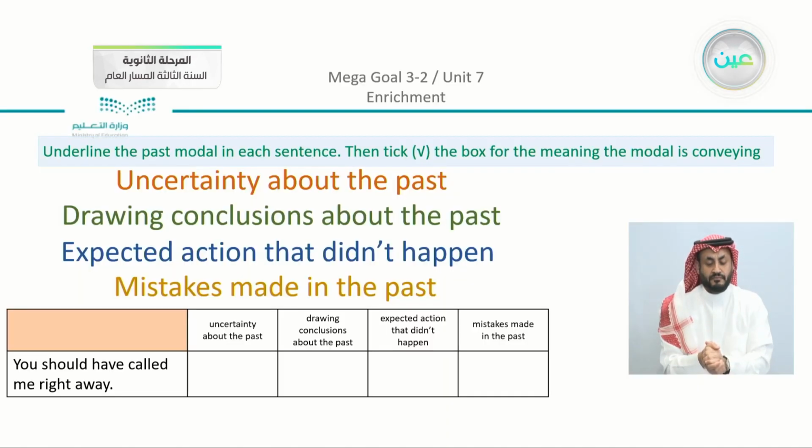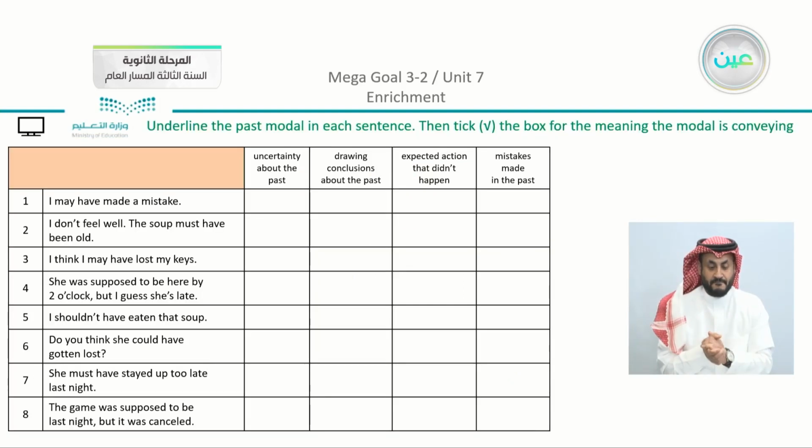So for example, we have the first one, you should have called me right away. Which one do you think? Do you think it is uncertainty about the past, or drawing conclusions, or expected action that didn't happen, or mistakes made in the past? So when you read the sentence, we decide that it is, yes, mistakes made in the past, because we have here the modal should have.